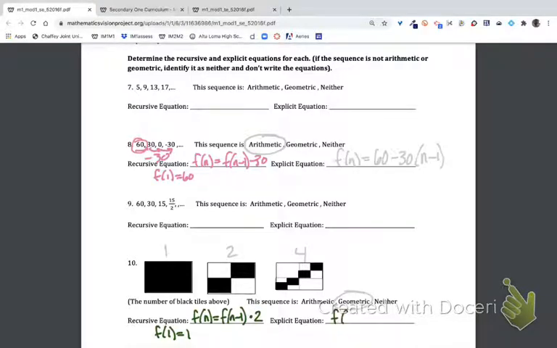For the explicit equation, take your first term, multiply it by your common ratio to the power of n minus 1, and you are finished. Hopefully this helps. Reach out with any questions you might have.